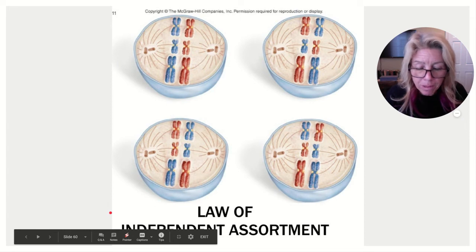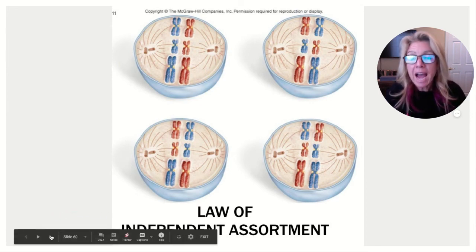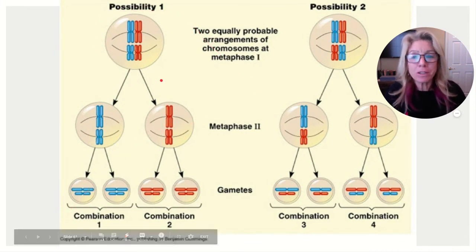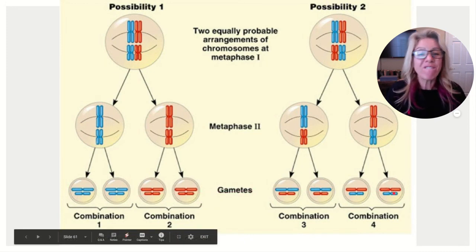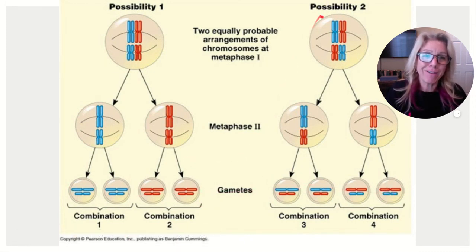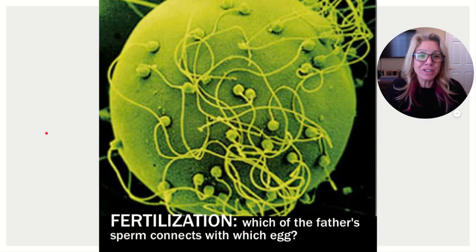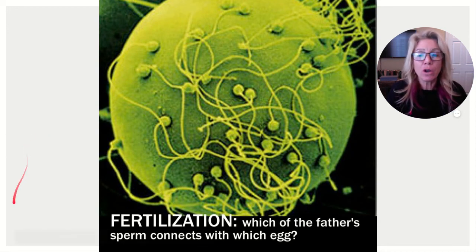So independent assortment: each parental homologous pair can line up either way during metaphase 1. And then the third reason we have so much variety, oh, I have yet another picture. Here's possibility 1. This is what you would get. Here's possibility 2. So we have 4 different options when you have these 2 homologous pairs. Okay, and then the third way is fertilization. You don't know which sperm is going to fertilize which egg. So fertilization: variation in which sperm will fertilize which egg.